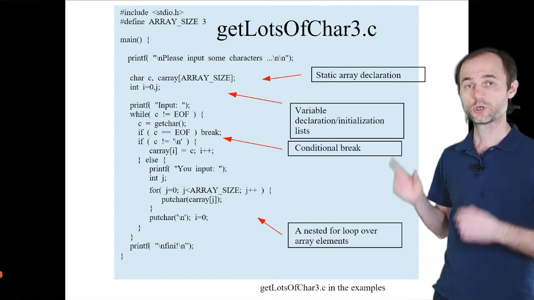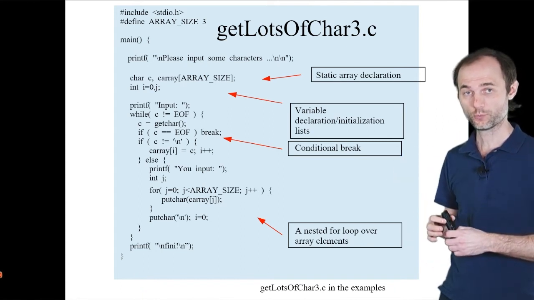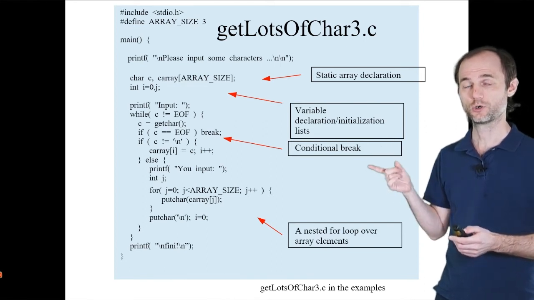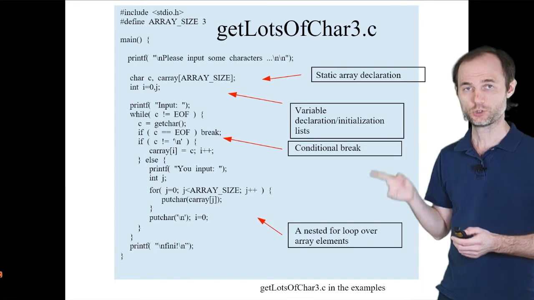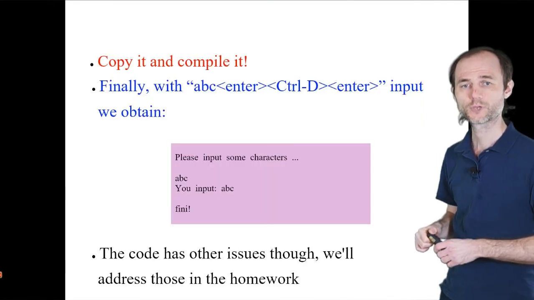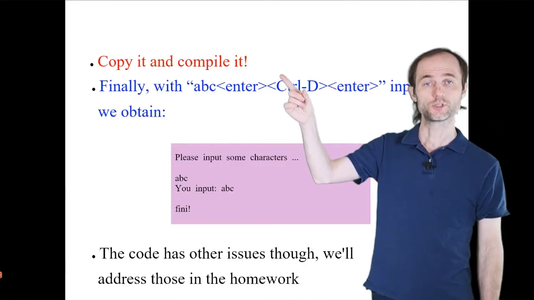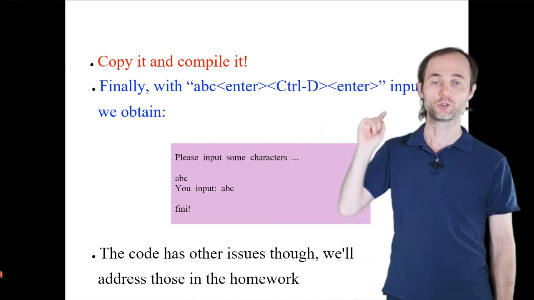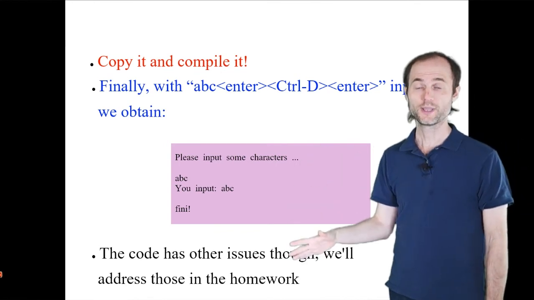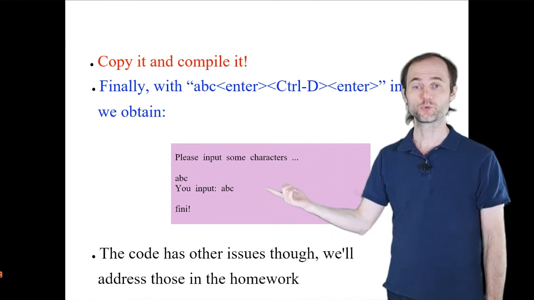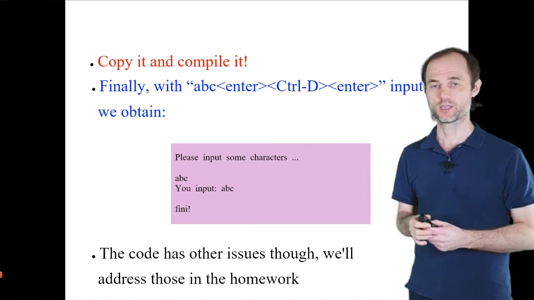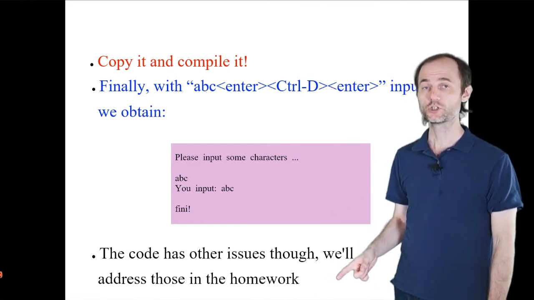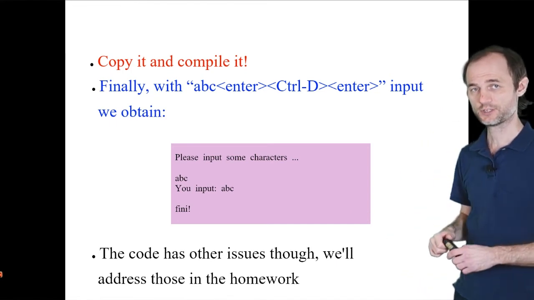There are a bunch of problems here, one of which I already mentioned, but there are also others. So that will be part of the home problem in order to make sure that this code is clean and secure and safe. Copy this code and compile it, and test it by entering ABC enter, Control D, enter, which will now actually be able to print out the entire line as we wanted. So in the home problem, we will address the issues that the code has that we haven't yet covered.